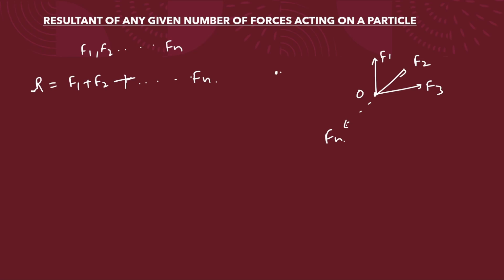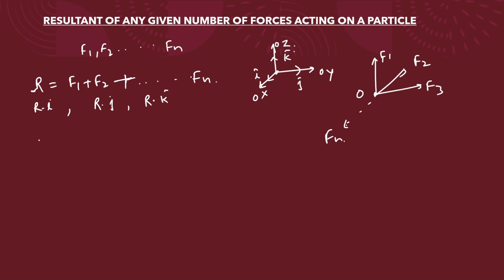Now let us resolve the resultant R along the x, y and z directions. Let us consider the coordinate axes: this is Ox, this is Oy, this is Oz. Along Ox we have the unit vector i cap, along the y axis it is j cap, and along z it is k cap. So the resolved component of R along the x direction is R dot i, along the y direction is R dot j, and along the z direction is R dot k.